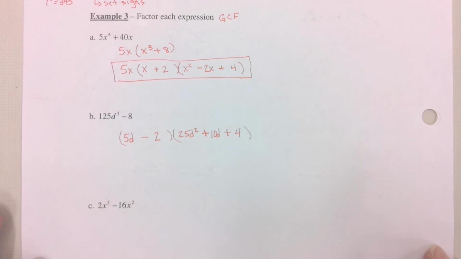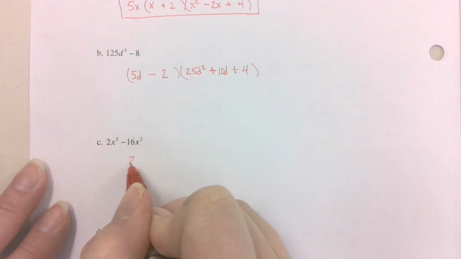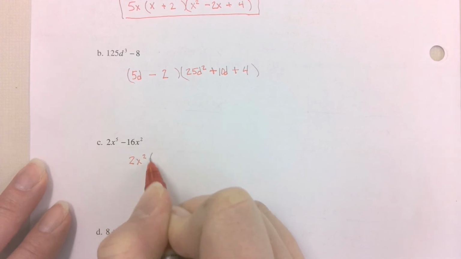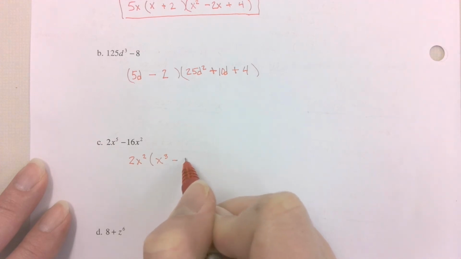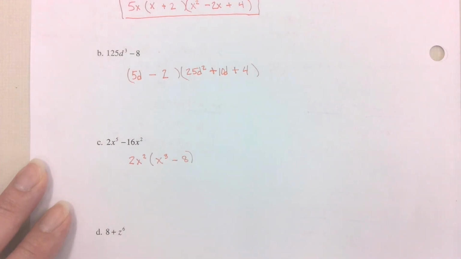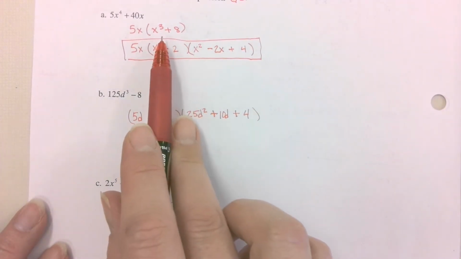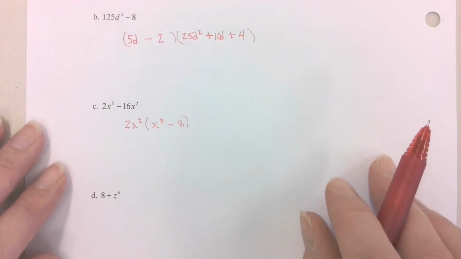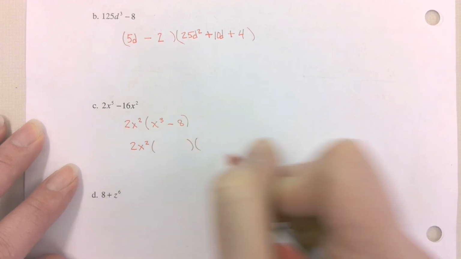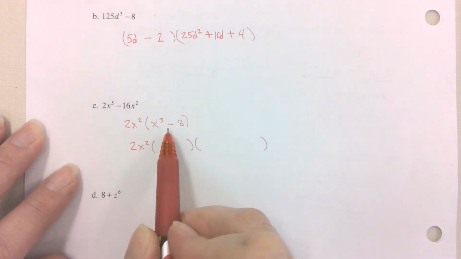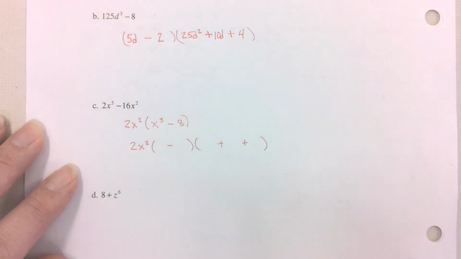All right, in our next example, again, we want to look at this. We want to see that there is a GCF of 2x to the second. I am then left with x to the third minus 8. So if we actually look at this, we can see that x to the third minus 8 is a lot like our x to the third plus 8. So we're going to keep our 2x squared out here, and then we are going to factor our difference of cubes. Same sign, opposite, always positive.